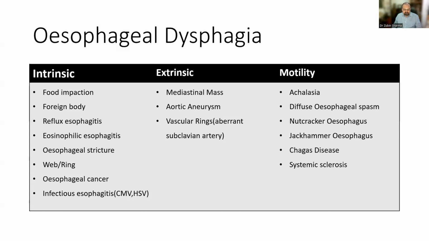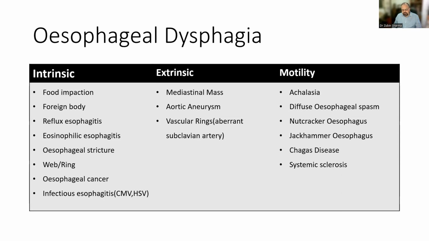In esophageal dysphagia, I think it's something which we understand more, and where algorithms are more clear. These are a set of disorders where you will have an intrinsic, extrinsic, or motility cause. In intrinsic, it's pretty common to have food impaction or foreign body impaction, particularly in cases of eosinophilic disorders. You can have a reflux-induced esophagitis or LA grade D esophagitis, a stricture, webs, rings, malignancies, and infectious causes.